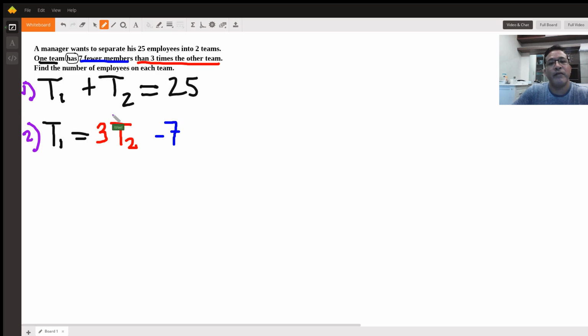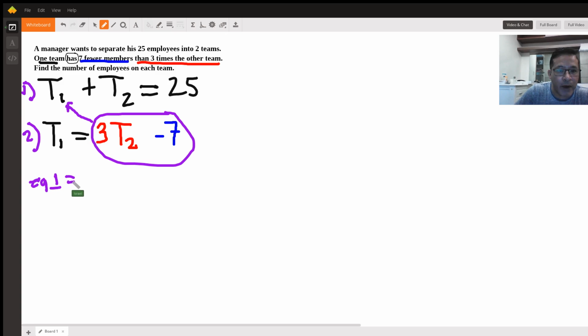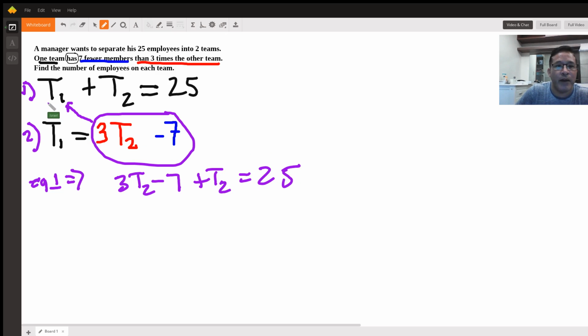Let's combine the 2. Let's substitute for T1. I want you to take this expression right here, this side of the equation, and substitute this into this T1. So let's do that and write it out below. T1 plus T2 is 25. Looking at equation 1 modified, it's going to be 3T2 minus 7 plus T2 equals 25. So I just plug this into T1 plus T2 is 25.